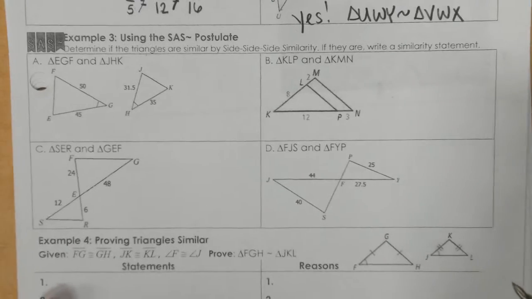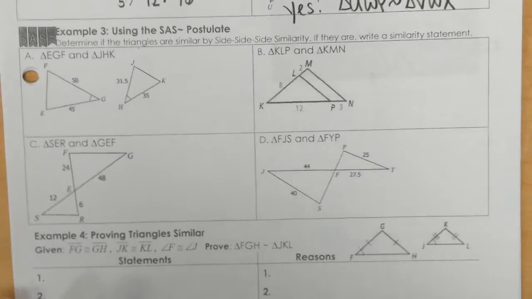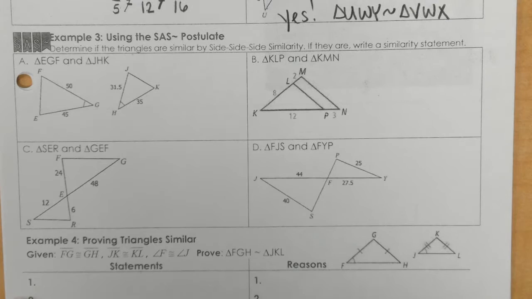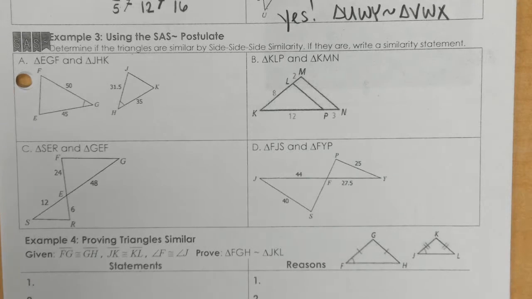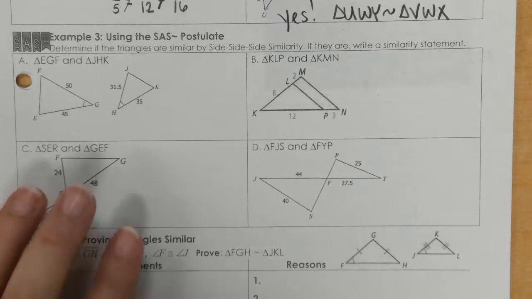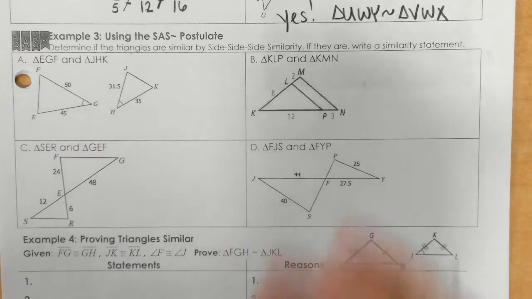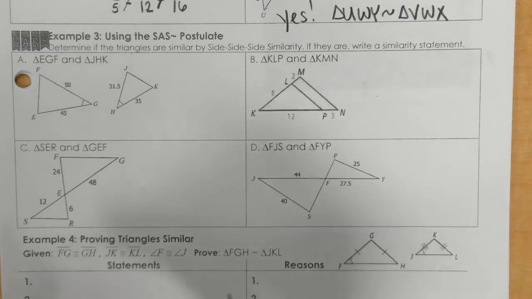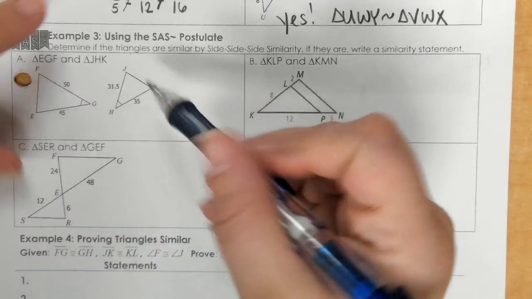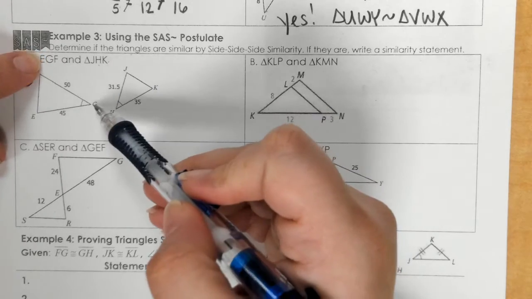All right, example 3 says using the side angle side postulate. So here we want to prove two sides proportional, one angle in between the sides congruent. So we have our angles. We can definitely check that off. Yes, they are congruent. They are the included angle between the two sides. Then HK matches up to GF.